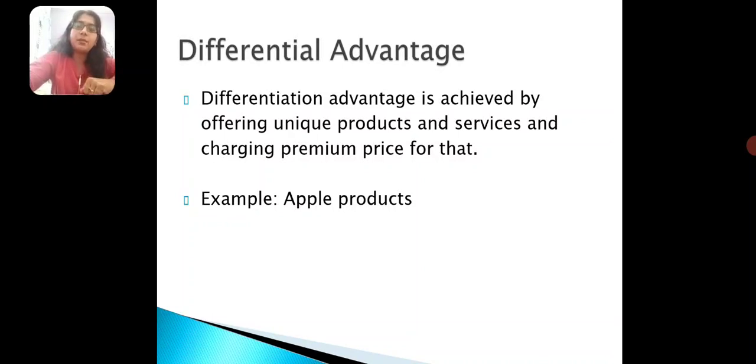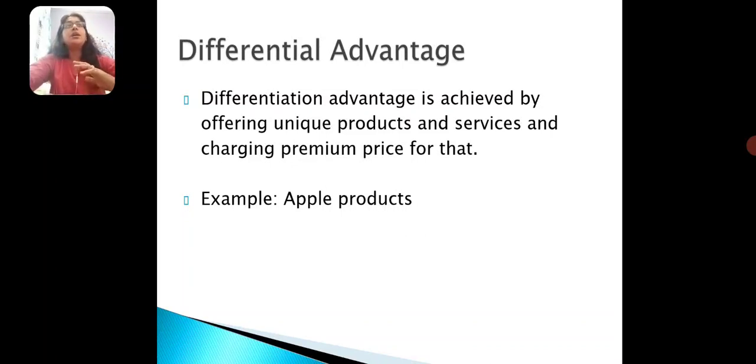Before also I quoted the example, here also I would like to quote. So Apple products, or in the watches you have Tissot watch, or in the cars you have the branded cars like it could be Audi, it could be Mercedes, or it could be MG Hector Plus. So all these are having a differential advantage because they are offering unique products. Maybe they are coming up with the new services, new type of products, and of course they are charging premium price, and people are ready to pay that extra price because of its own uniqueness. So through that you are creating an advantage.